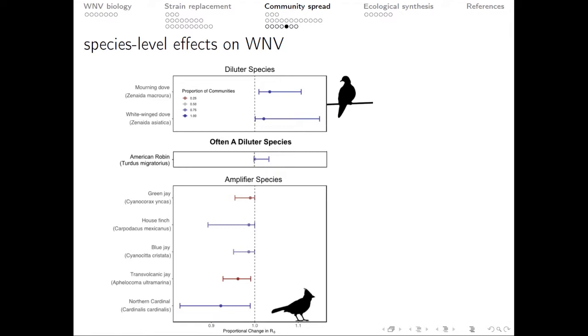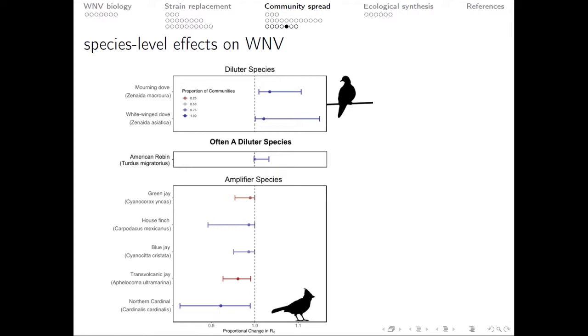American robins, as foreshadowed, actually look, our definition of a diluter species was one where the 95% confidence intervals of the 95% range of communities didn't include one. But American robins are, according to this definition, almost a diluter species, where usually taking robins out of a community actually increases the transmission of West Nile virus.